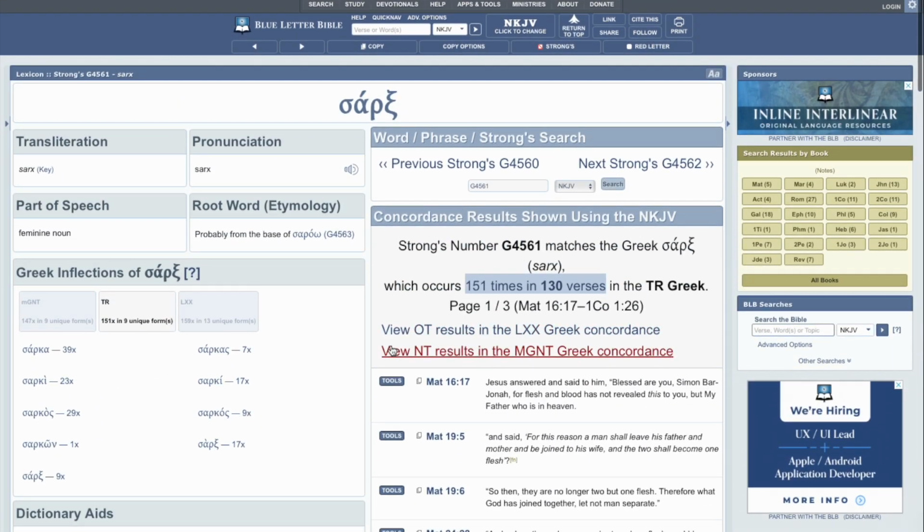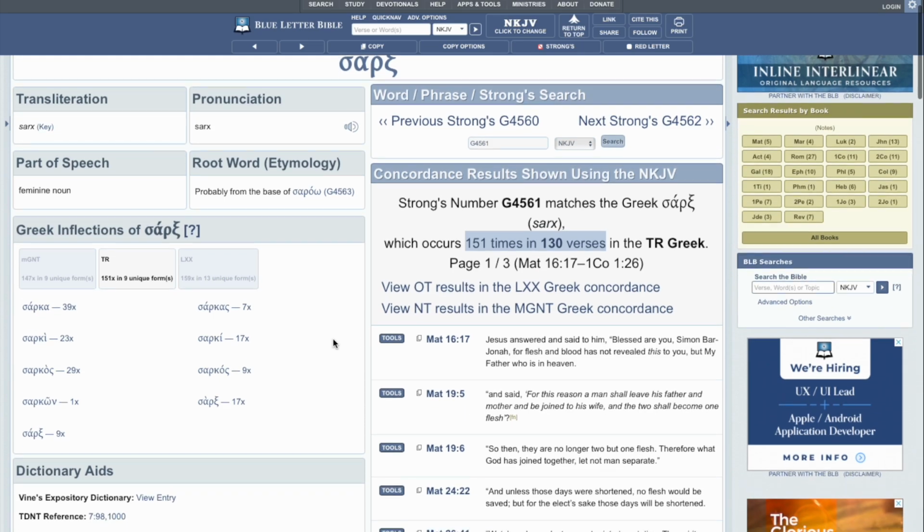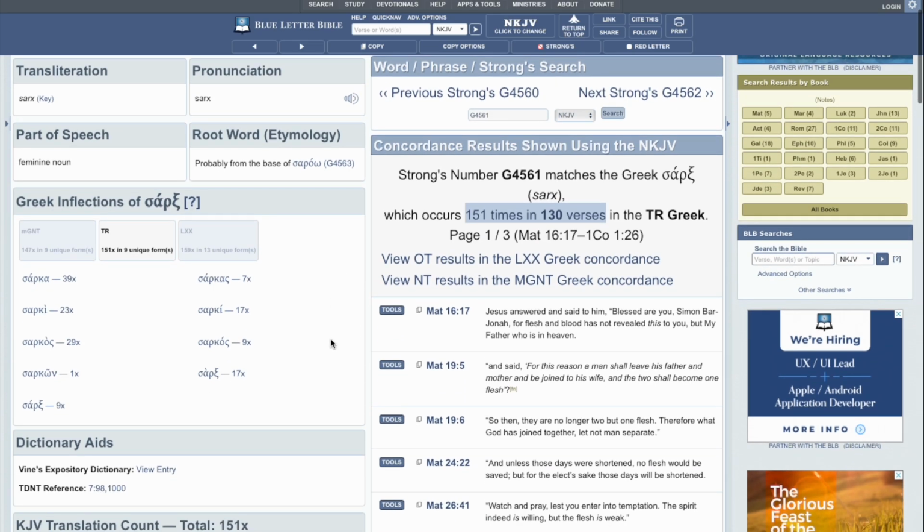Now, I just wanted to show you how to be able to see what words are translated from sarx and so forth. Here's the next level. Once you know where it's used, specifically in the book that you're studying, you want to know how the author of that book uses it. But here's something else too.